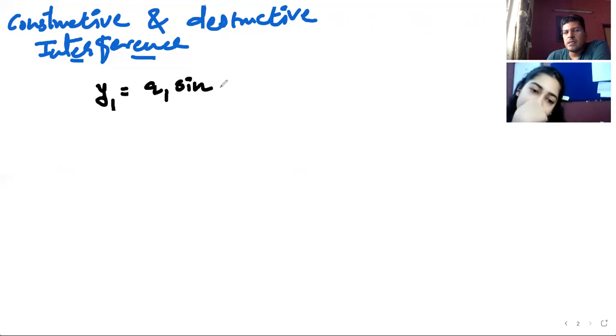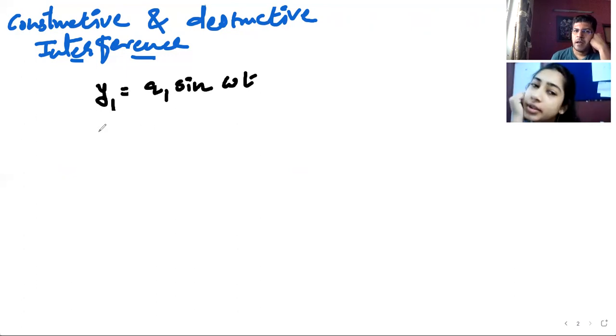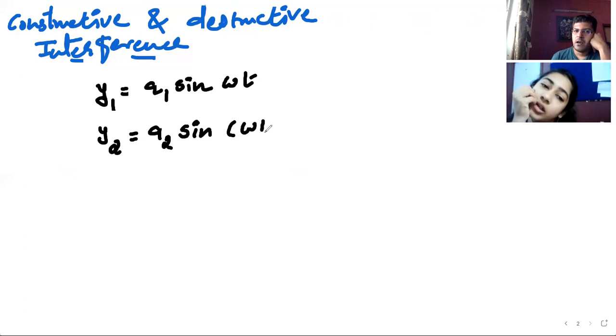sine. And first of all, there is the initial angle. You are aware about phi1 and phi2. I am just mentioning that it is omega. And y2 is another wave. It is called a2, and its expression is a2 sine omega t plus phi.